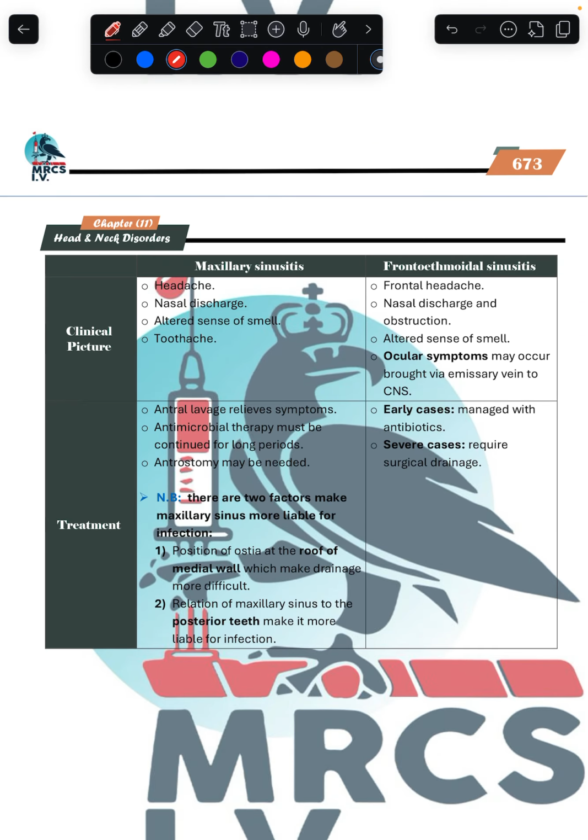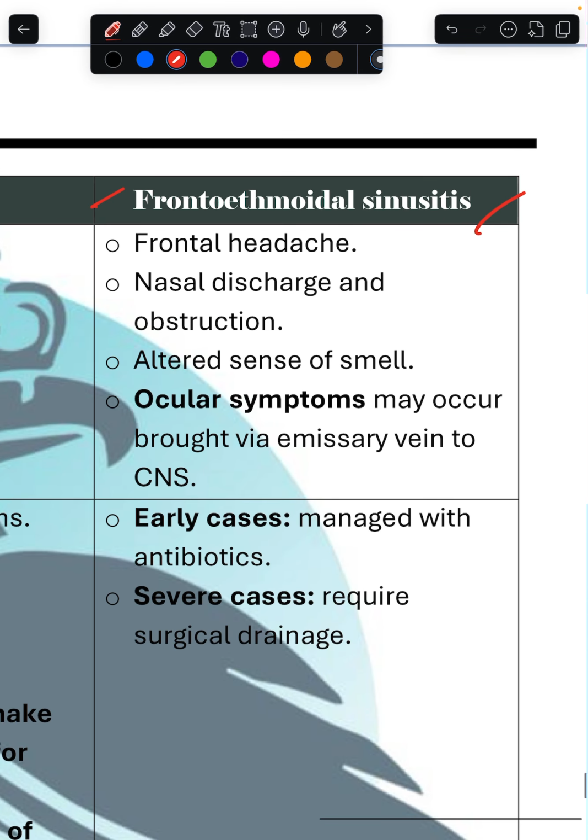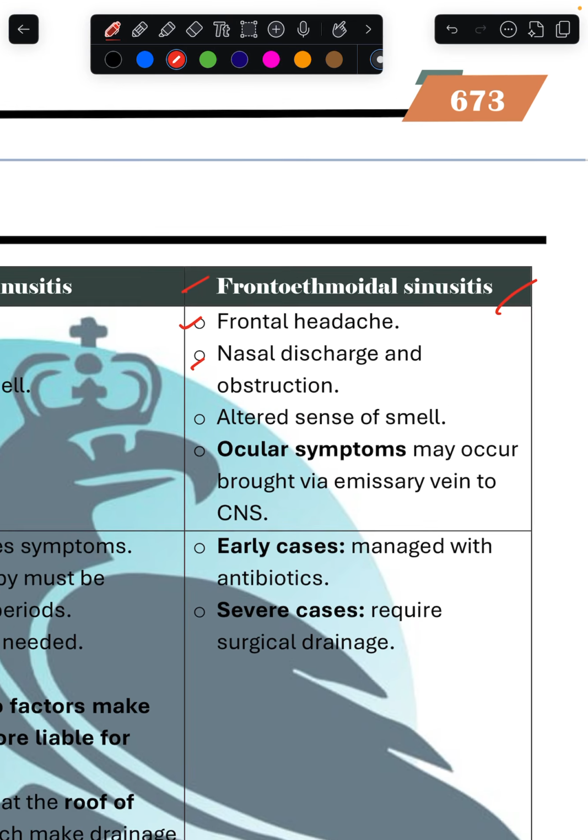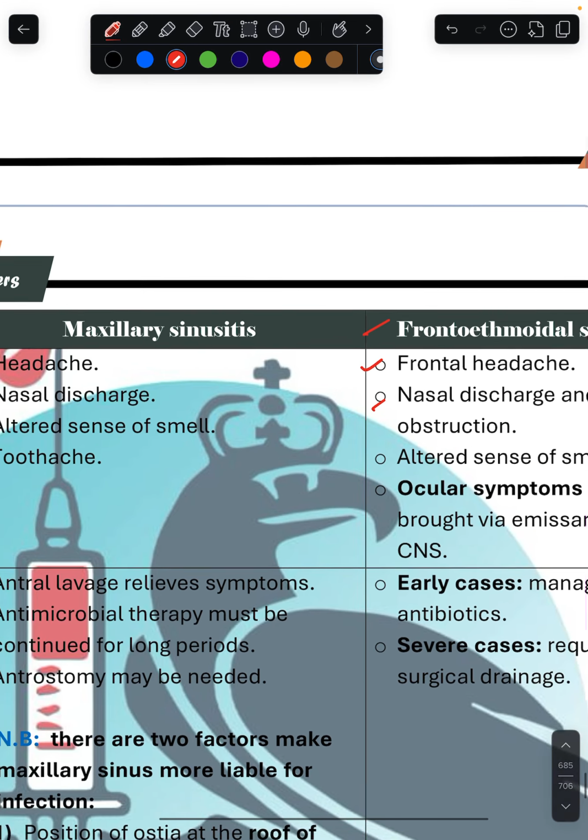Coming to infection of the sinuses: maxillary sinus and frontoethmoidal sinus. If it is the frontoethmoidal sinus, the person gets frontal headache, nasal discharge, obstruction, and altered sense of smell. Ocular symptoms may occur, and infection may spread via emissary veins to the CNS. Manage with antibiotics. Severe cases require surgical drainage.